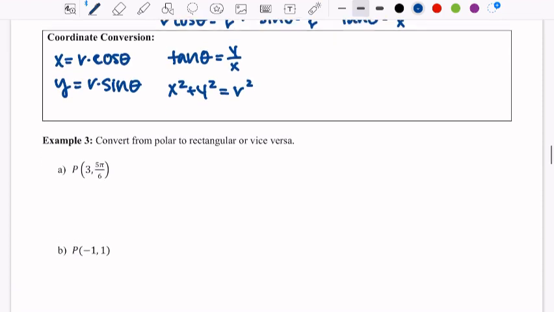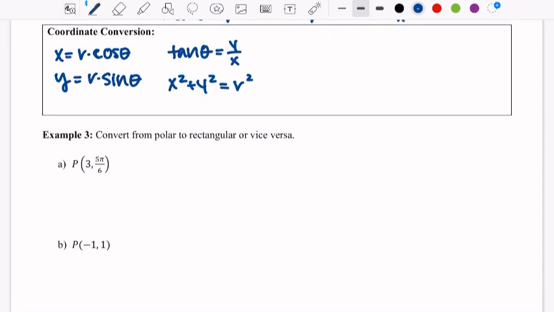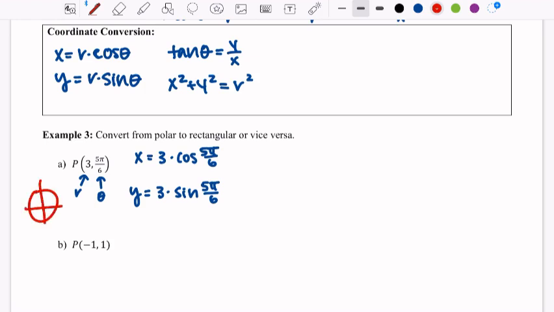So, in example 3, we're going to convert from polar to rectangular or vice versa. For A, we have the polar coordinate 3, 5 pi over 6. So here, we have our r, we have our theta, and we want to eventually get an x and a y. For this, let's plug theta into our x and our y equations, and then we'll have our points. So I know that x will be equal to 3 times cosine of 5 pi over 6, and y is equal to 3 times sine of 5 pi over 6. Go ahead and get your unit circle hat on because we need to evaluate this.